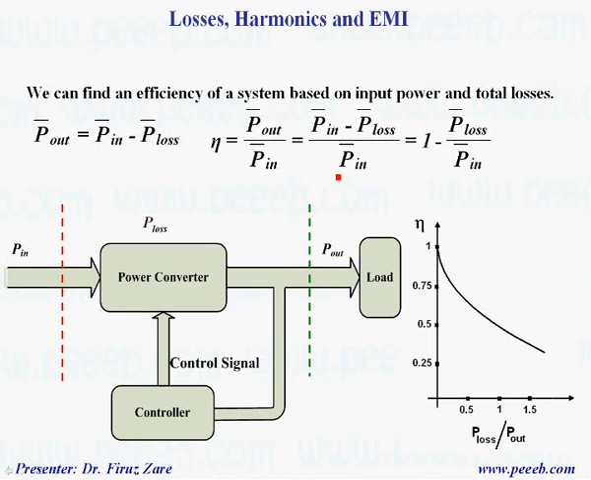Now we can find the efficiency of a system based on input and output power, and also based on the total losses. So basically, if this is the input power coming to the system, and if this is the total losses in a power electronic system, then this is the output power, which is given by this equation.